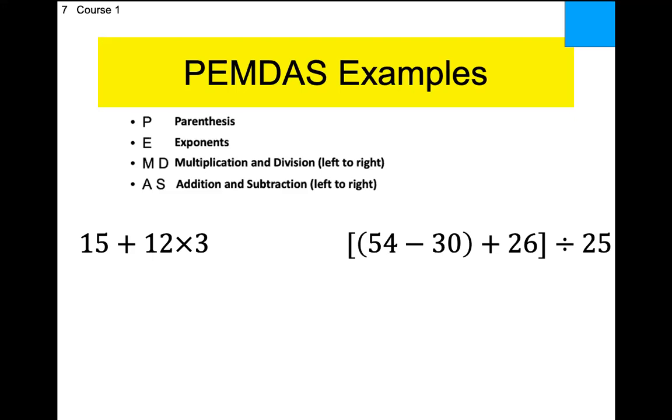See what I mean? I'm teaching you order of operations. You know what to do first. 12 times 3 is 36. All right, 36 drop down to 15, and obviously I do. And that would be what? 51.